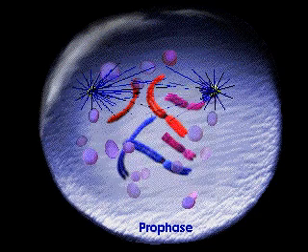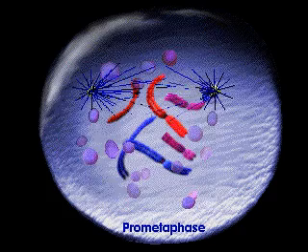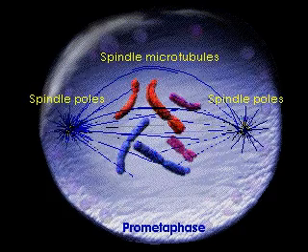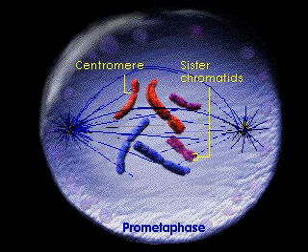In the transition to metaphase, sometimes referred to as prometaphase, the nuclear membrane breaks down into small vesicles, which disperse throughout the cell. Spindle microtubules from the 2 spindle poles enter the nuclear region and attach to the chromosomes at the centromeres. Each chromosome can be clearly seen to consist of 2 sister chromatids joined at the centromere.